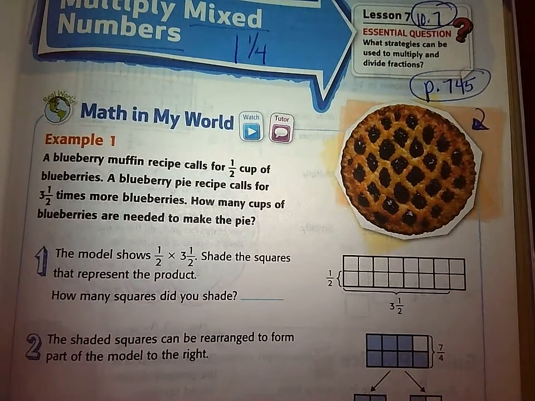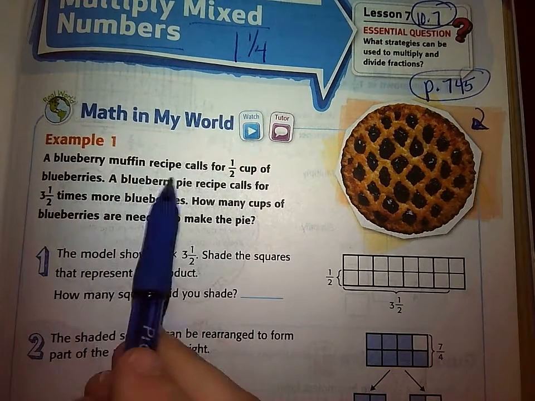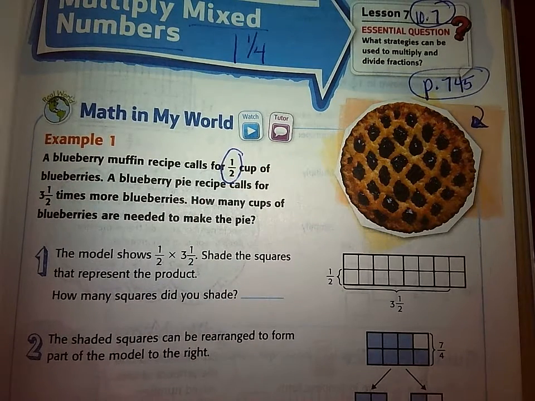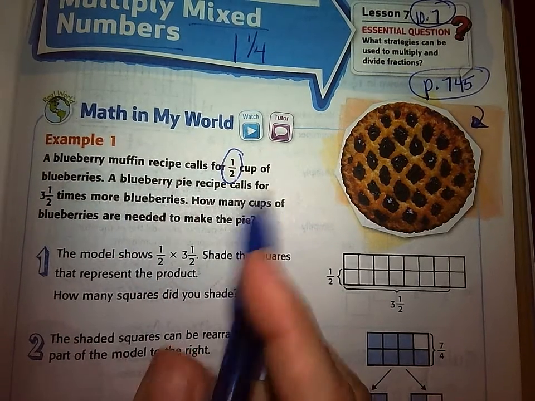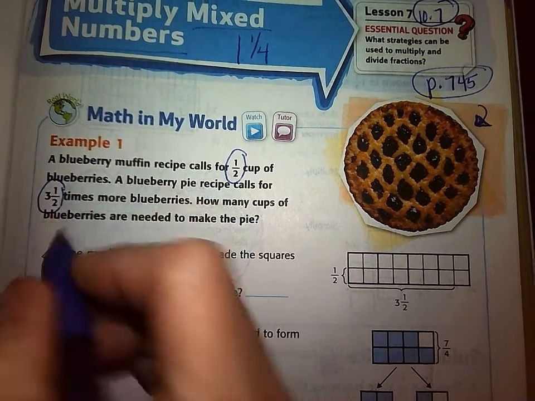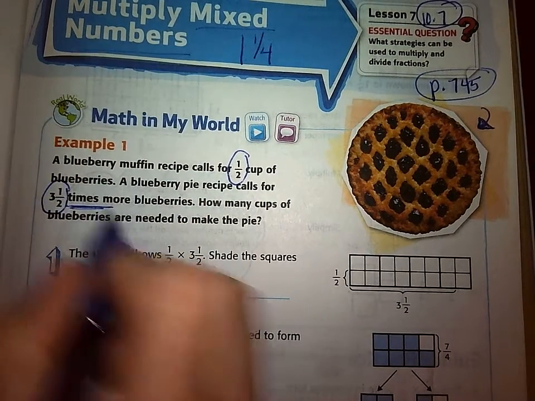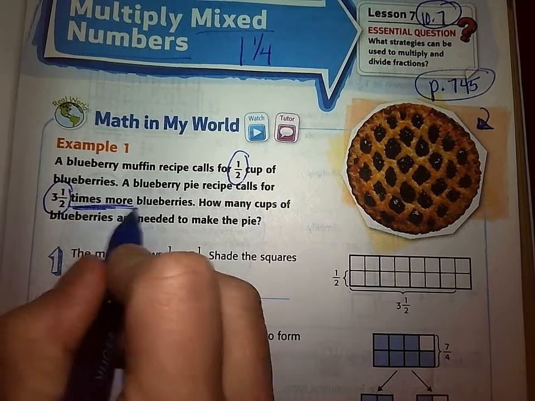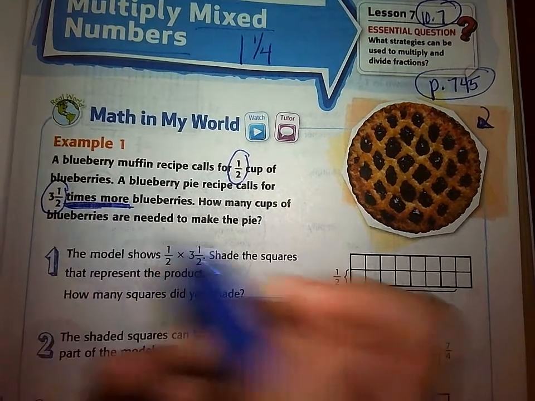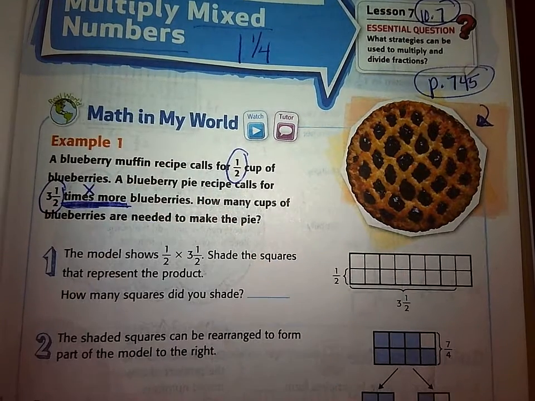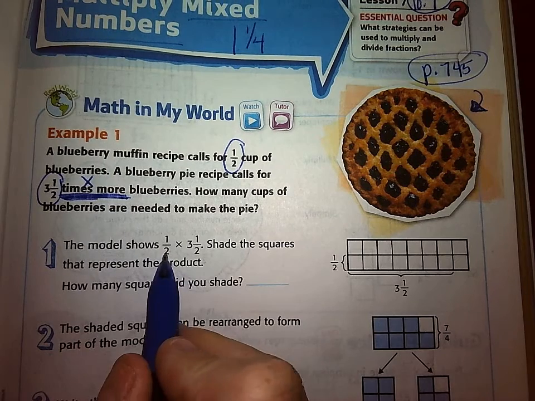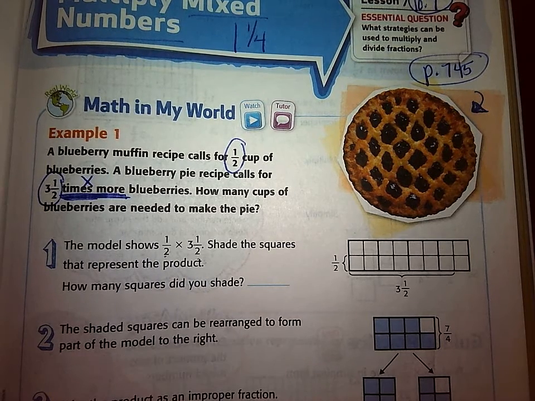Example 1: a blueberry muffin recipe calls for 1/2 of a cup of blueberries. I like to circle that. A blueberry pie recipe calls for 3 1/2 times more. How many cups of blueberries are needed? When we see times more, I want you to think about how you used to say multiplication is times more. So we have to do 1/2 times 3 1/2.